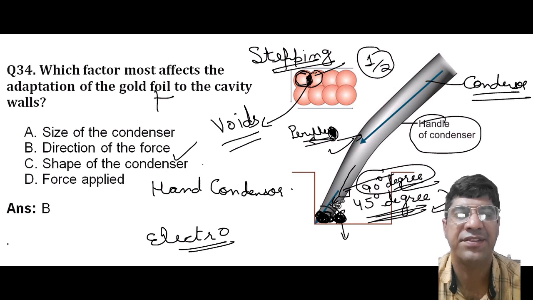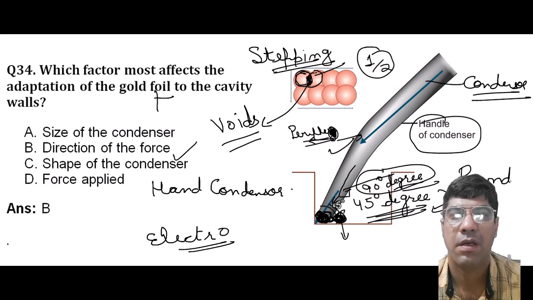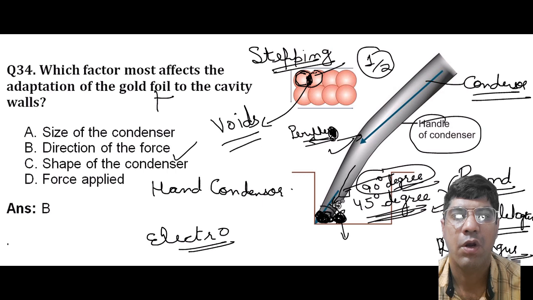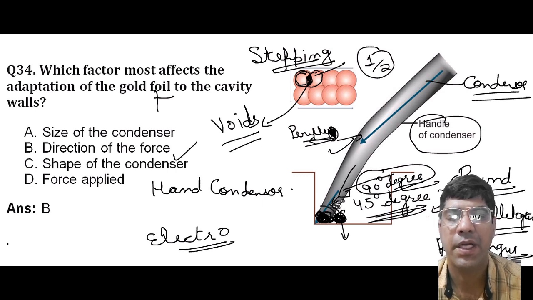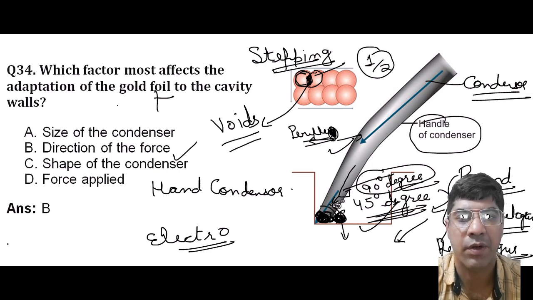The nib comes in various shape and size. There can be a round nib, parallelogram nib, or rectangular nib. All these condenser nibs have pyramidal serration to prevent slipping on the gold, ensuring an efficient condensation. So that is why the direction of force is very important. It is the most important factor that affects the adaptation of gold foil to the cavity walls. So that is your answer.